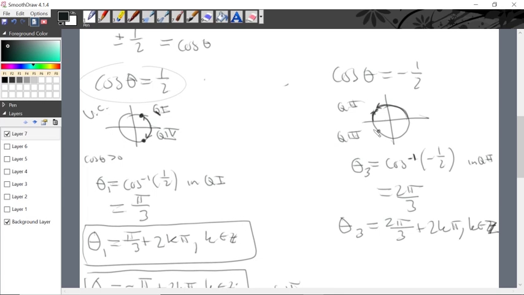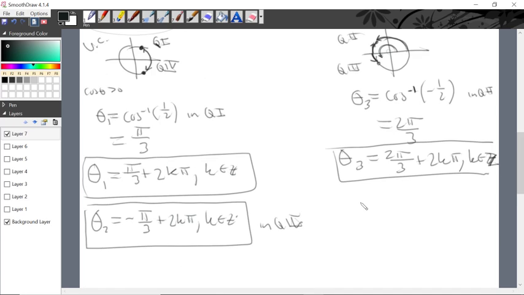And how do you find the quadrant 3 solution? Again, we're going to use the reference angle. I box this set of solutions here. The reference angle here is pi over 3. If that's pi over 3, then this arc length, or this central angle of rotation, is pi plus pi over 3, which is 4 pi over 3.